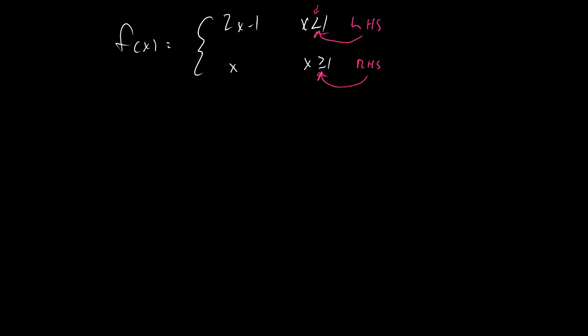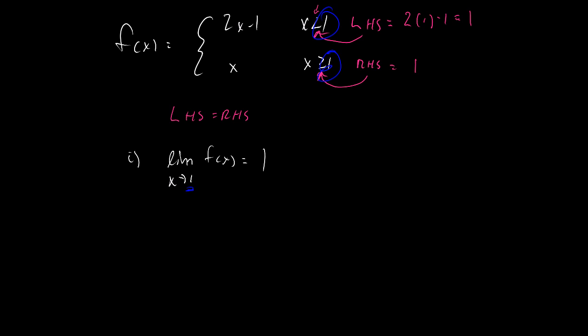The first thing we always try to do with limits is to plug in. So we plug in the left hand side and we get 2 times 1 minus 1, which is equal to 1. And on the right hand side we plug in and we get 1. So right now the left hand side is equal to the right hand side. So for part 1, the limit as x approaches 1, because that's our number, of our function is equal to 1, because our left hand side and our right hand side agree and they are 1.